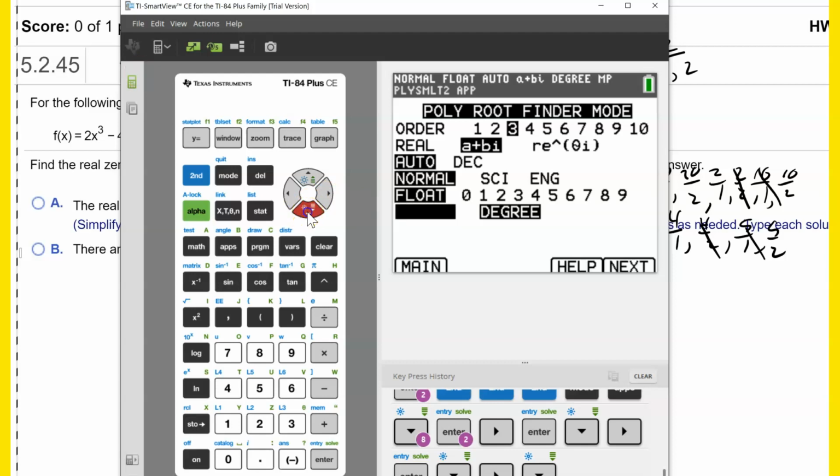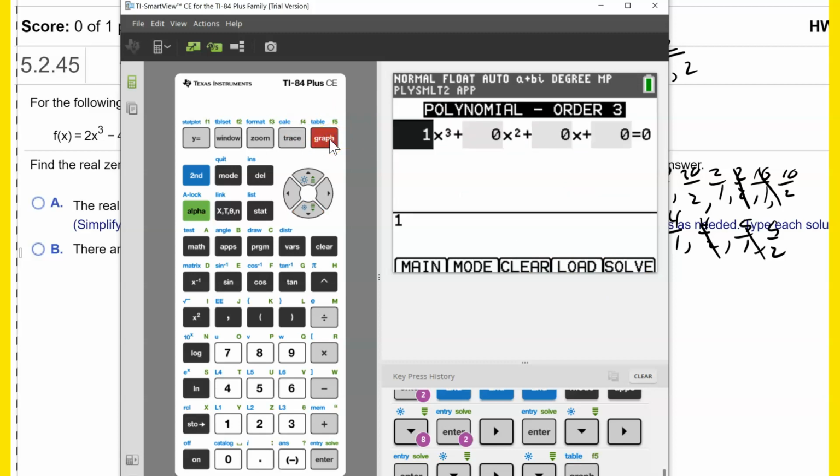Then you can't click down anymore. You can't get down here to these buttons. To actually get these buttons, you have to click the button below them. So like if this is my screen, the button below main would be y equals, the button below help would be trace, and the button below next would be graph. So if I want to go to the next menu, I hit graph to say next.